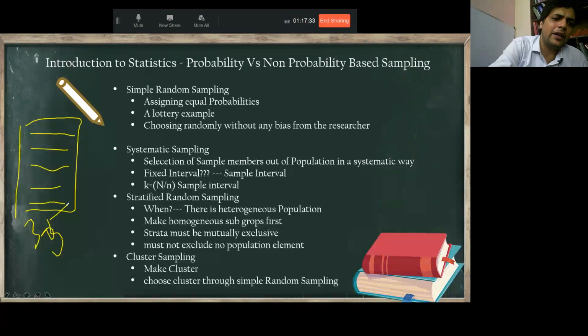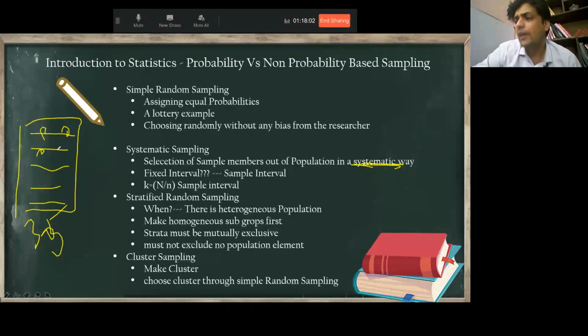So what I do, I already decide my selection of a sample member out of the population in a systematic way. What is the systematic way? I already decided that I'm going to choose the third person sitting here, right? Because there are 7, I will select 3, and then 2 from here, and then 2 here. So every third person, if I select from the row of 7 students, means I am giving a fixed interval. This is also known as a sample interval. So when I consider the sample interval, that's systematic sampling.